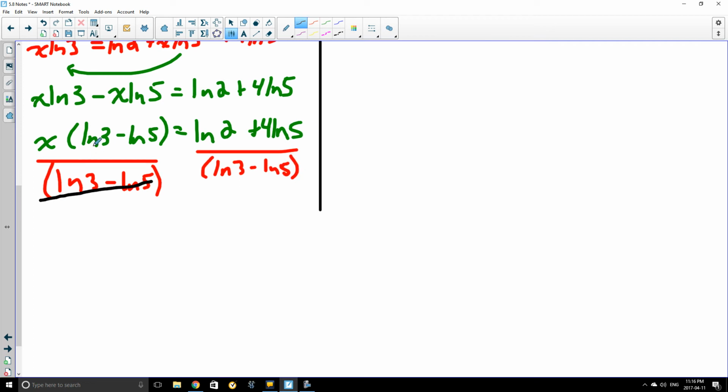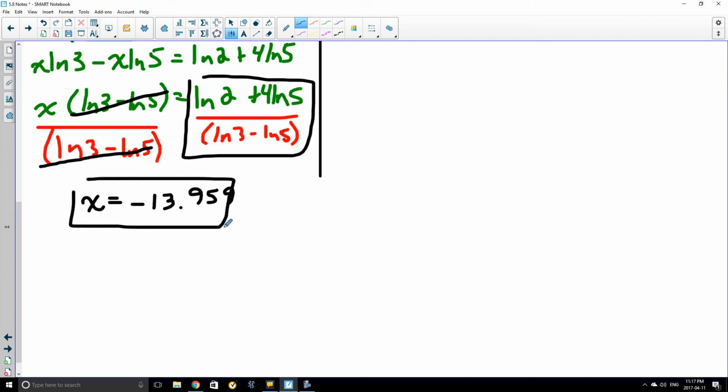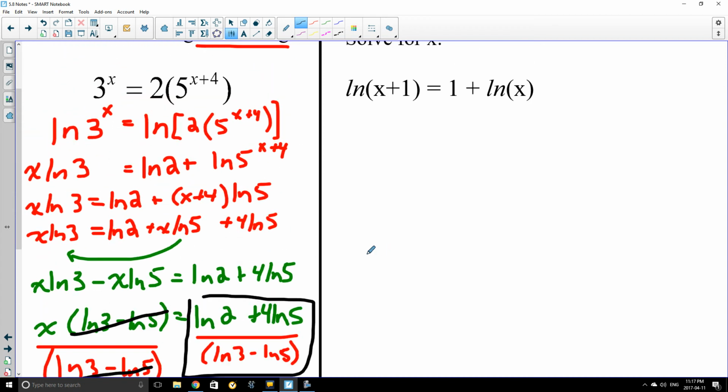You know what? Plug it in on your calculator. You might want to pause the video here. Plug this in and see if you can get an answer for x. I got negative 13.959. Alright, I just drew over my 9. Who cares? Okay, here's another one. We saw ones like this for logs. If you have ln on both sides, move it over.